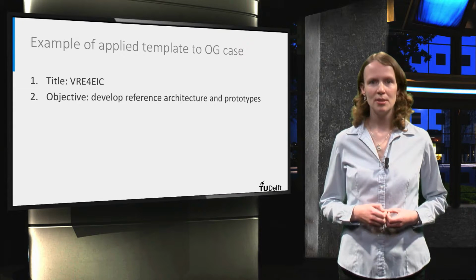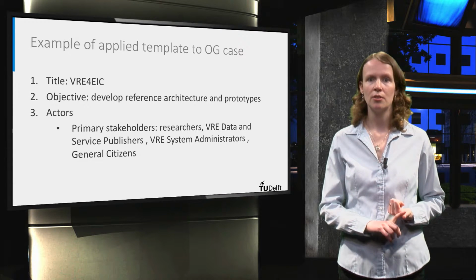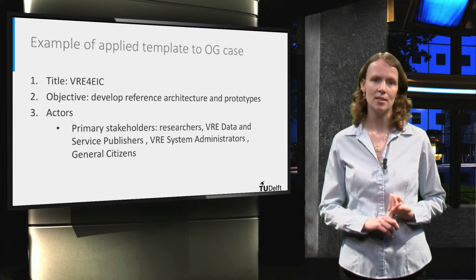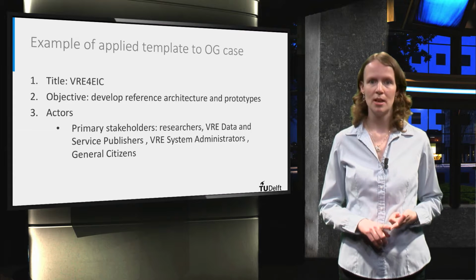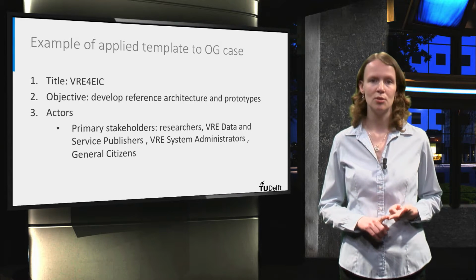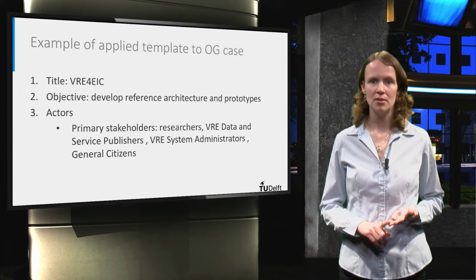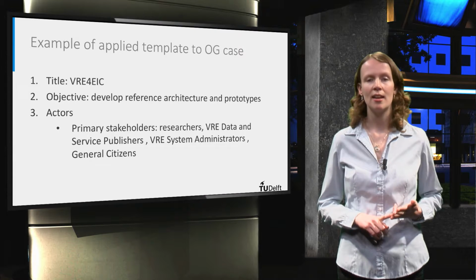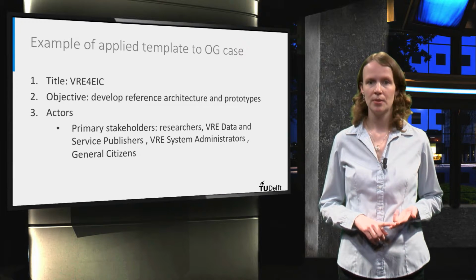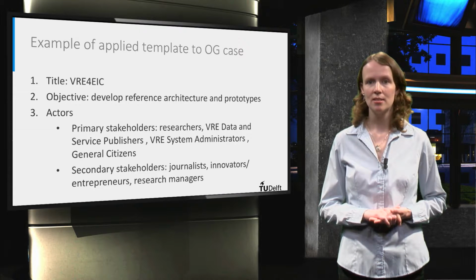The key primary stakeholders involved in this case are researchers doing research on earth sciences or related scientific sectors, VRE data and service publishers offering different types of research data and related services, VRE system administrators managing the VRE system, and general citizens accessing the research data for any purpose. Secondary stakeholders are, for instance, journalists, innovators and entrepreneurs, and research managers.